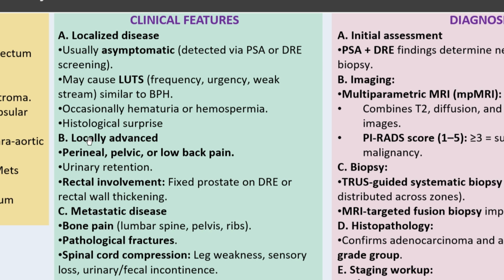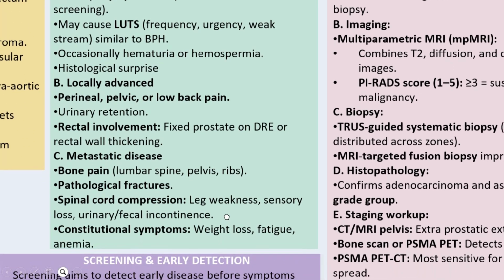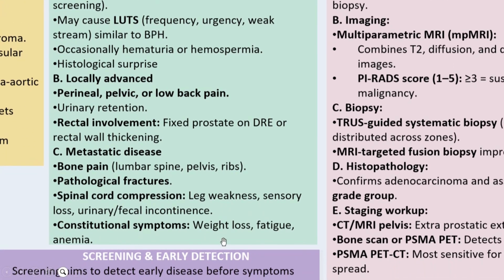Then we can sometimes have clinical features where a patient presents with metastatic disease and they'll present with bone pain, and sometimes this is going to be considered probably rheumatism. Sometimes someone has bilateral sciatica, so you find an elderly man with bilateral sciatica, and most times it's going to be due to this BPH. Then we can have pathological fractures. We can have spinal cord compressions, and we develop things like leg weakness, sensory loss, urinary and fecal incontinence. Then we have constitutional symptoms of cancer like weight loss, fatigue, and anemia.